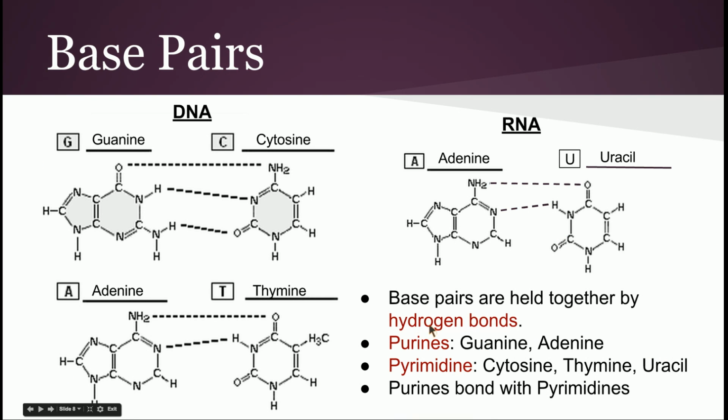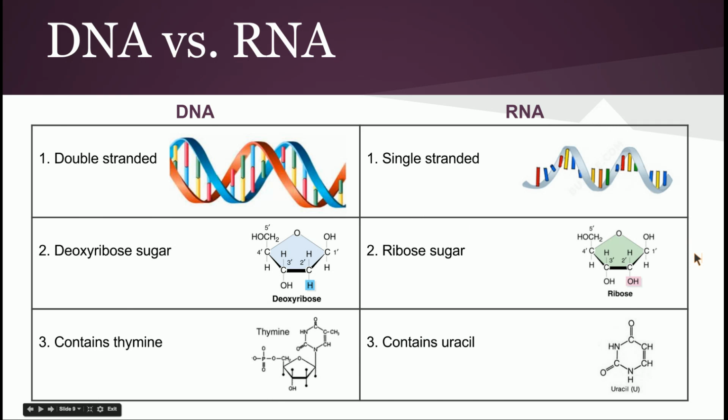So base pairs are held together by hydrogen bonds, which makes them relatively easy to break, because if you remember, your hydrogen bonds are fairly weak. And we have 2 types, so guanine over here and adenine with 2 rings are known as purines, and your single-ringed nitrogenous bases, thymine, cytosine, and uracil are known as pyrimidines. Purines always bond with pyrimidines.